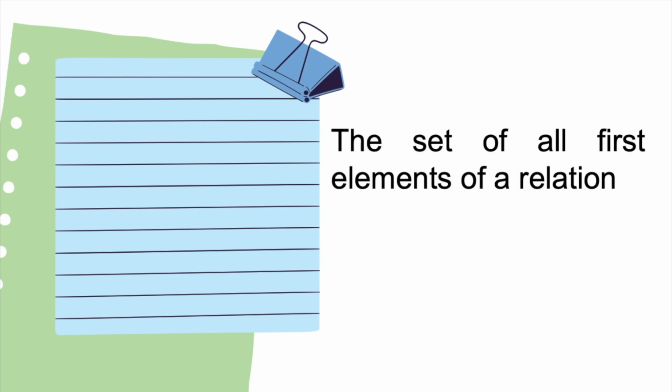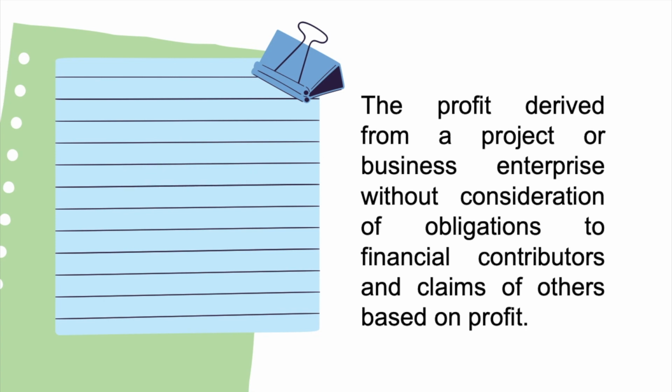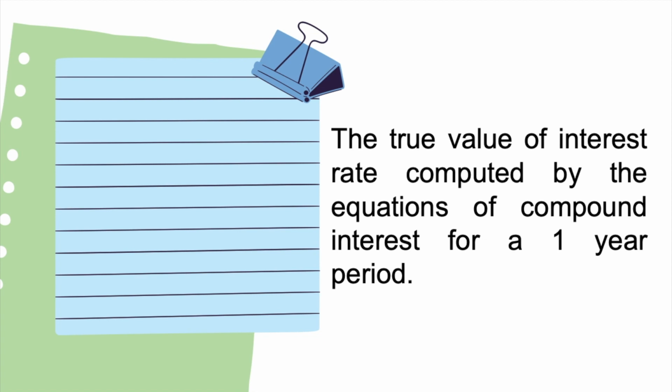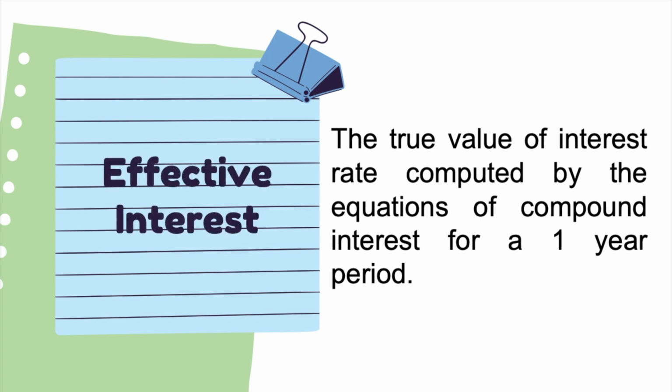The set of all first elements of a relation. Domain. The profit derived from a project or business enterprise without consideration of obligations to financial contributors and claims of others based on profit. Economic return. The true value of interest rate computed by the equations of compound interest for a 1-year period. Effective interest.